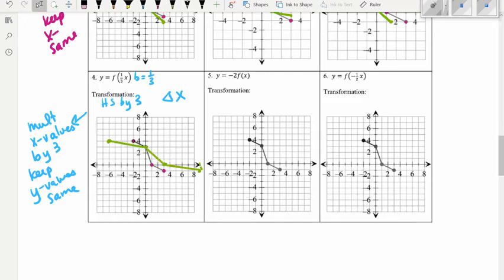So whenever you can, always use that straight line in order to connect your dots. So this would be a horizontal stretch by 3. Notice that our b value is 1/3, so that means that you could fit 3 parent graphs inside this new transformed graph.